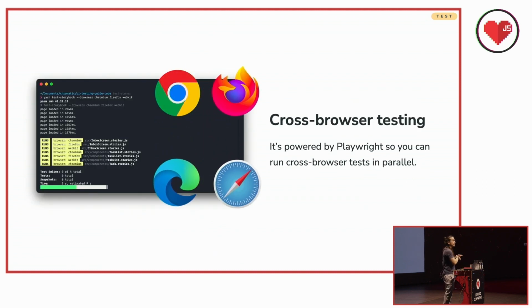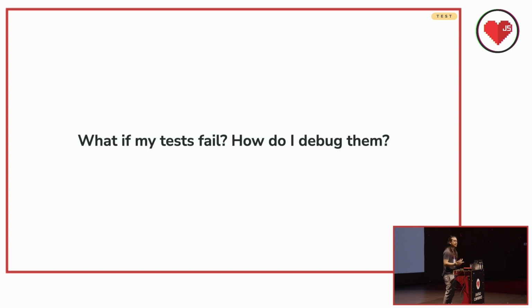Because the test runner is based on Playwright, you can actually do cross-browser testing, and you can run all of those tests in parallel, which is great. But what if your tests fail? How do you debug them? Like, if I have a visual experience in local Storybook, but then I publish a Storybook, or I get a failure in the CLI, how do I debug it?